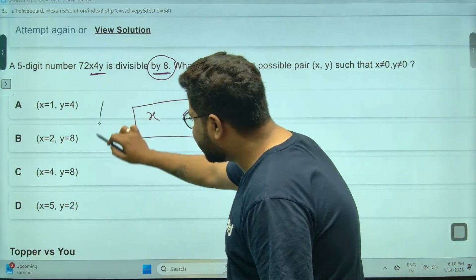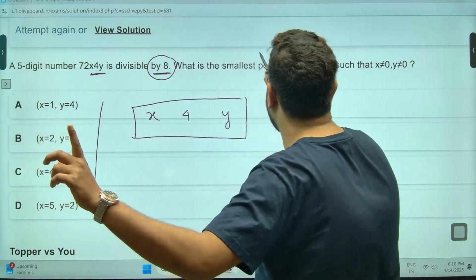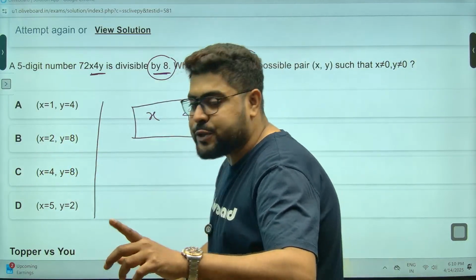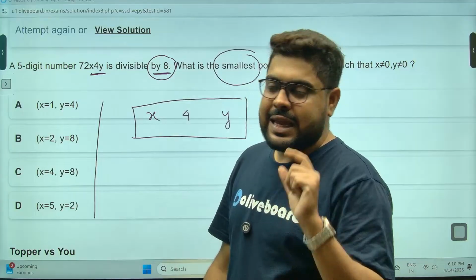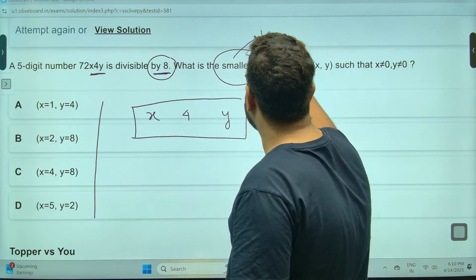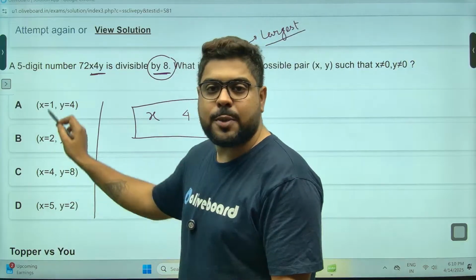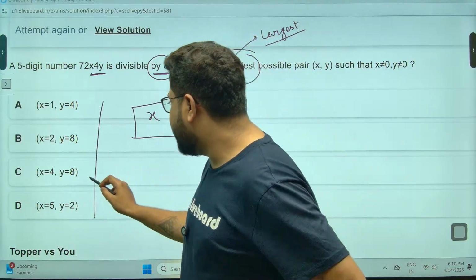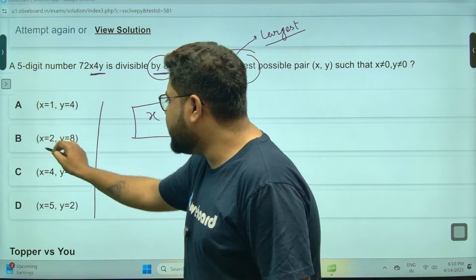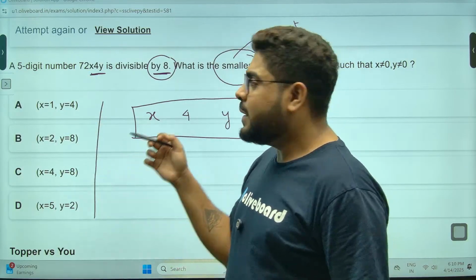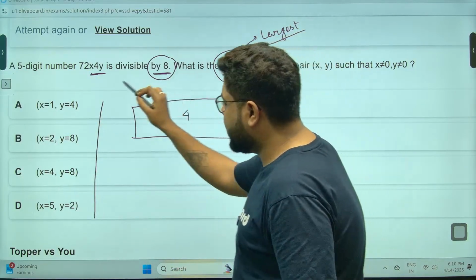Go by the options. As they are saying smallest, from the options start with the smallest one. If the question was biggest or largest, then we would have started with the largest option from here. So I would have taken 4 and 8 first, then 5 and 2, then 2 and 8, those types. But here they are saying smallest, so this option.